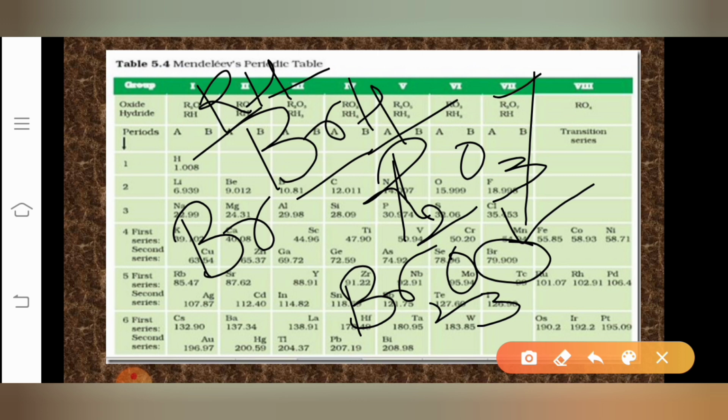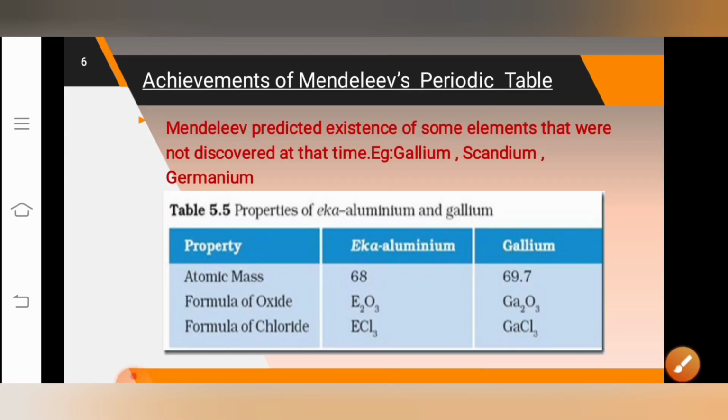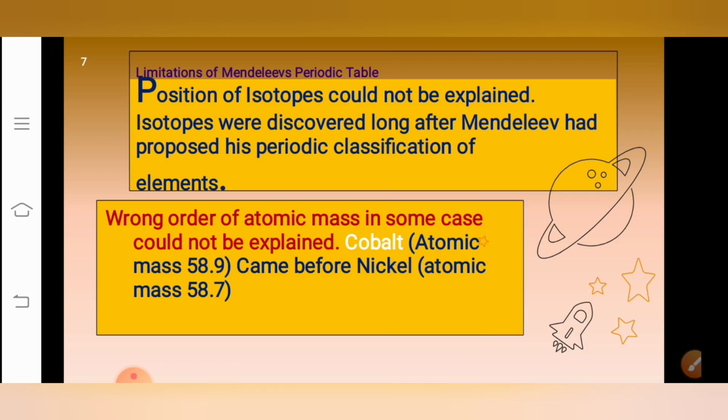So just by looking at the position of the element, he found out the hydrides and oxides, and he also could accommodate the isotopes in his table, because isotopes were also found during that time. So he could also accommodate the isotopes in his table. Clear? Hope you got an idea what I was telling you.